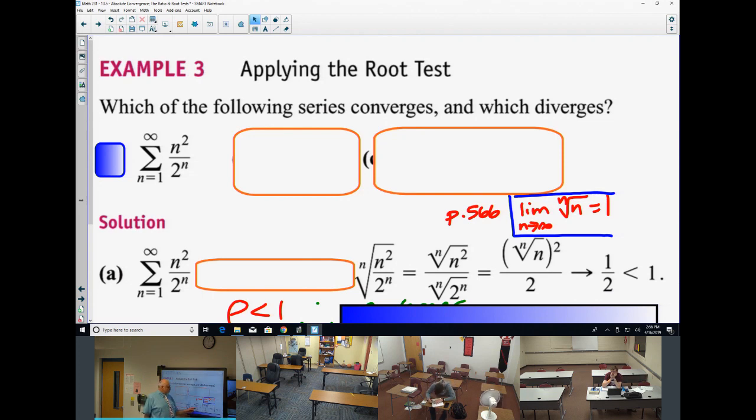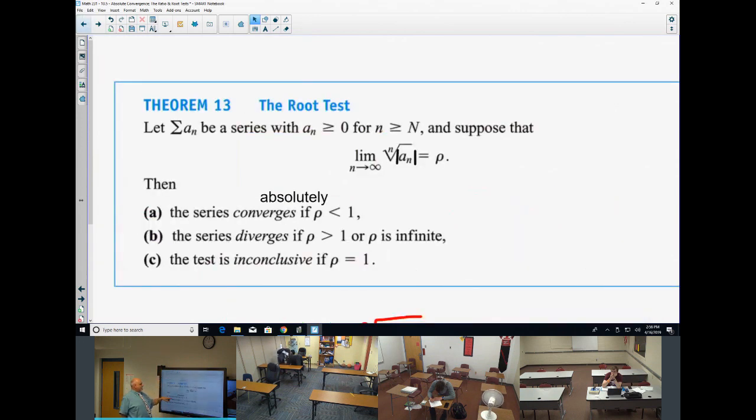The nth root of 2 to the n, well, this is like the power 1 over n times n, so those exponents are going to cancel. So you just end up with 2. So we end up with 1/2. That's rho. Then you go back and say, if we get rho as 1/2, then it converges absolutely. So that means the series is going to converge.